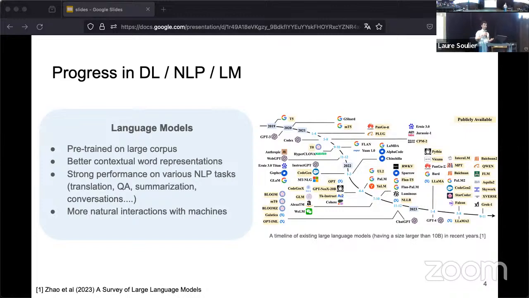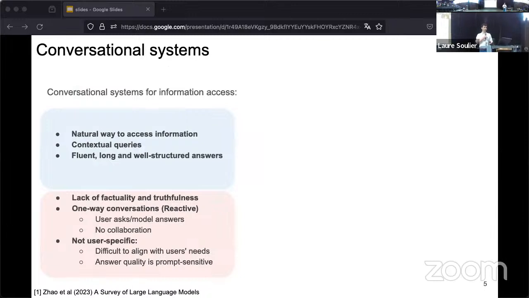The recent progress in deep learning and natural language processing led to better language models that are pre-trained on very large corpora, that can compute very good word representations, and that have demonstrated very strong performances on a very wide variety of NLP tasks, such as translation, question answering, summarization, and conversation, and allow for more natural interaction with machines. So today, these models can be used as conversational systems to access information.